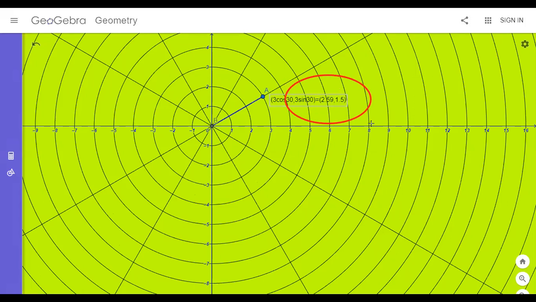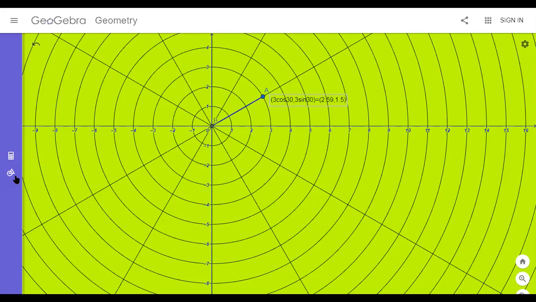Here, this is the equivalent polar coordinate and Cartesian coordinate both. Here we have changed the polar coordinate into the Cartesian coordinate 2.59 comma 1.5. Now let me check whether this point A has the exact Cartesian coordinate 2.59 comma 1.5 or not. We can check in this software. Let me check what is the Cartesian coordinate of this point A.